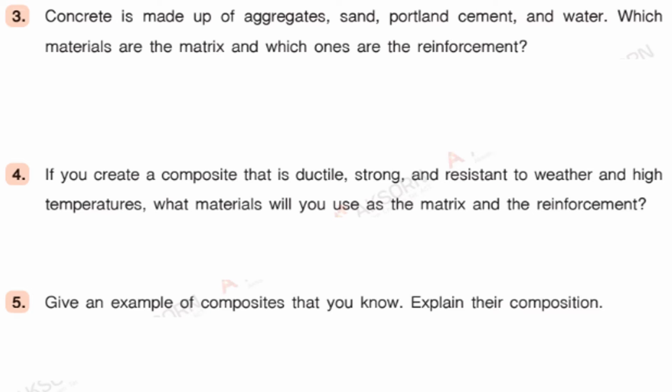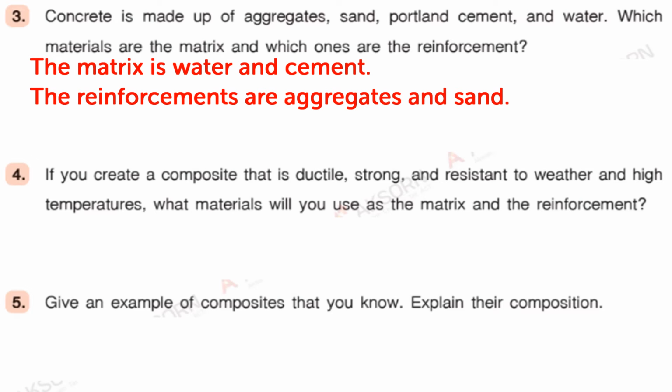Number 3, concrete is made up of aggregates, sand, Portland cement, and water. Which materials are the matrix and which ones are the reinforcement? So I've mentioned already about concrete in your applications of your composites. So the matrix there was water and cement because they will act as a glue or paste. And you have there your reinforcements, which are your aggregates and your sand.